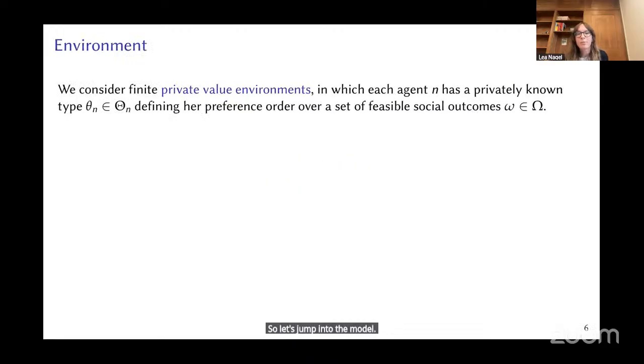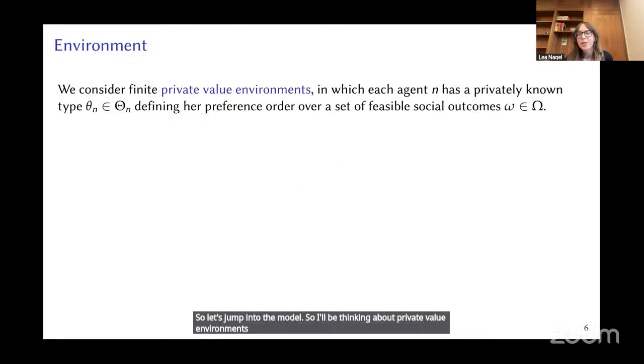So I'll be thinking about private value environments for today. I'm going to index agents by n, and each agent is going to have a private type that's denoted by theta n, which is going to define her preference order over some set of feasible social outcomes that are denoted by omega.